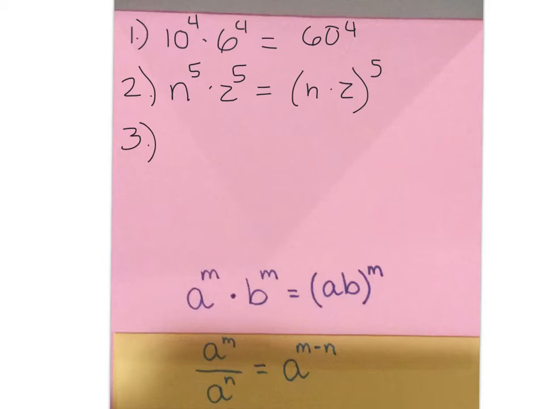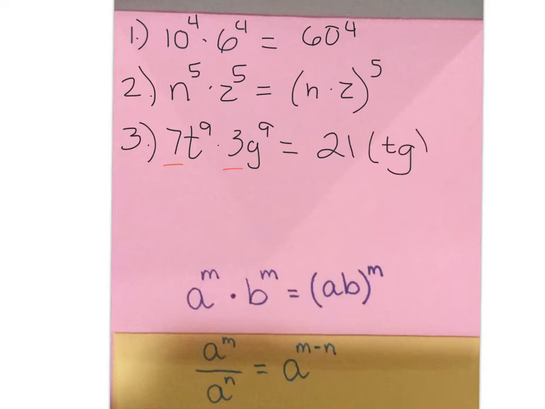Okay, last one we're going to look at is if we have something like 7t to the 9th times 3g to the 9th. If you need to, remember, you could always write these out. If we write these out, it's really 7 times 3. Those are the numbers we're multiplying. The t and g are going to stay the same. So 7 times 3 is 21, and both t and g are to the 9th. So 21 tg to the 9th.